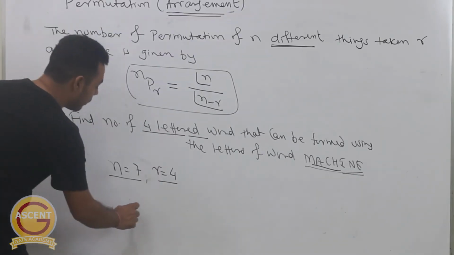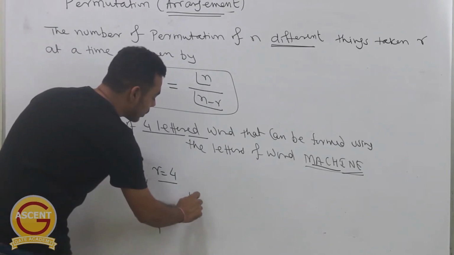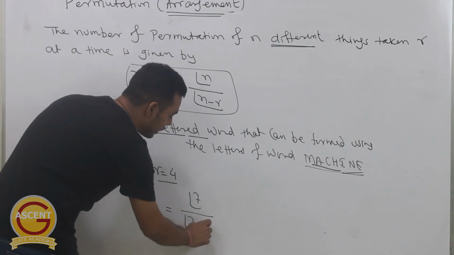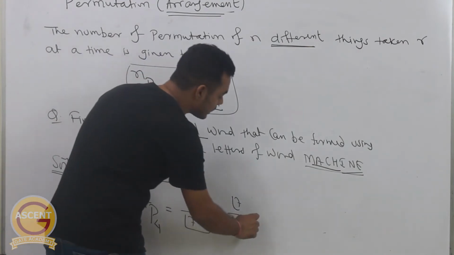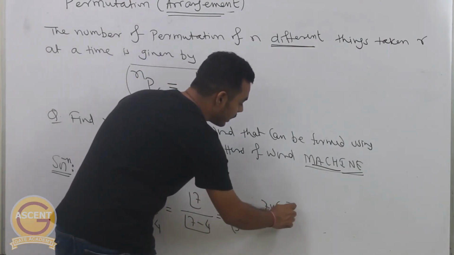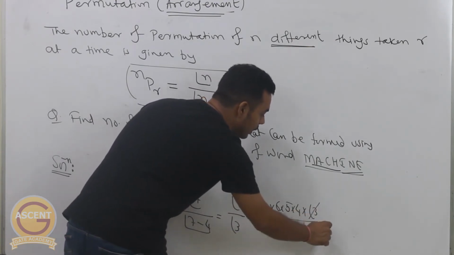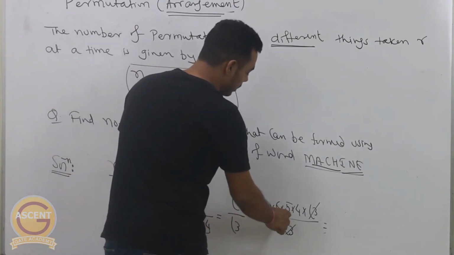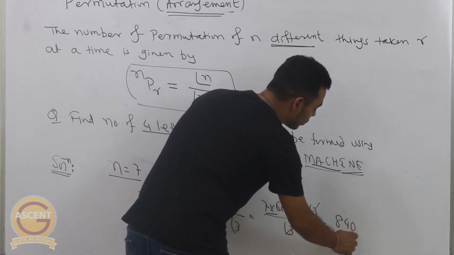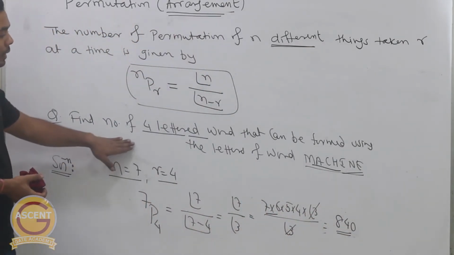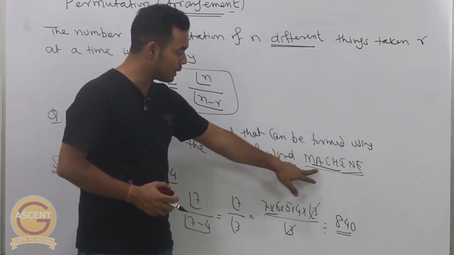So the number of 4-lettered words will be simply 7P4. Now 7P4 you can write as factorial 7 by factorial 7 minus 4. So this will be factorial 7 by factorial 3. Now factorial 7 you can write as 7 into 6 into 5 into 4 into 3 factorial, and this divided by 3 factorial. Now if you do the calculation, this will be 42 into 20, so this will be 840. So this means a total of 840 words are possible, which are of 4 letters, and the letters that are used are from the letters of the word machine.